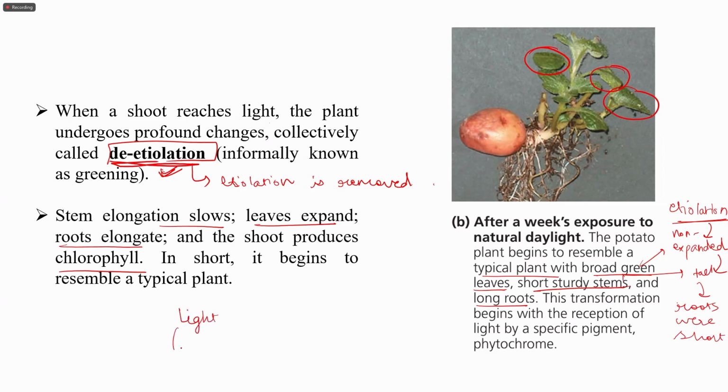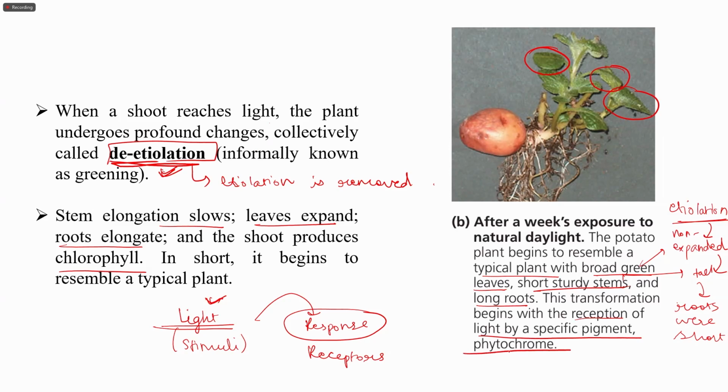So light here is acting as a stimulus. When the plant is exposed to light, the plant creates a response. And to respond, there must be some receptors present in order to detect this stimulus, right? So this transformation begins with the reception of light by a specific pigment, which is known as phytochrome.